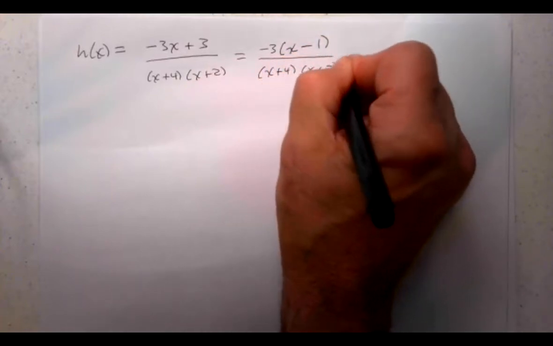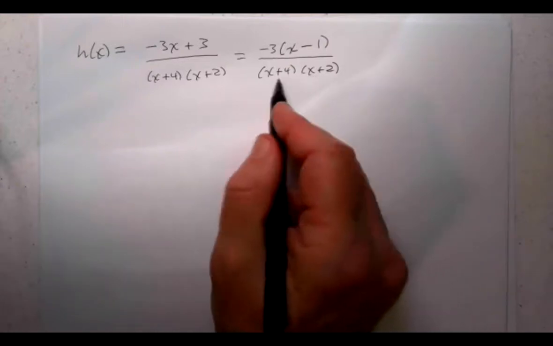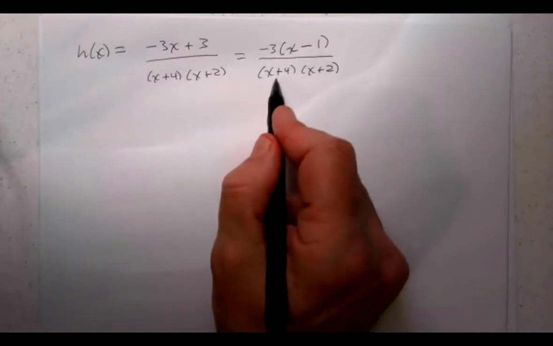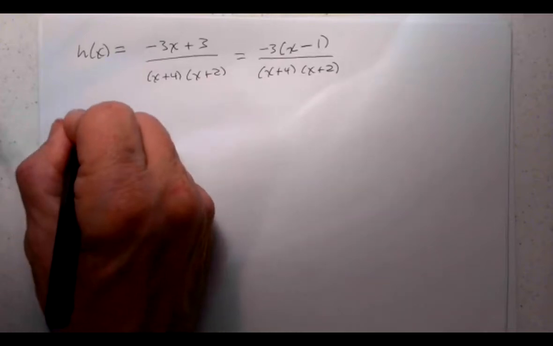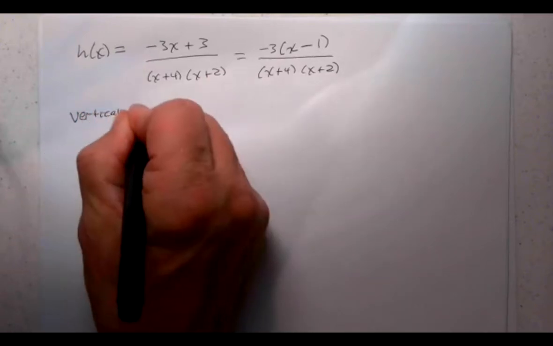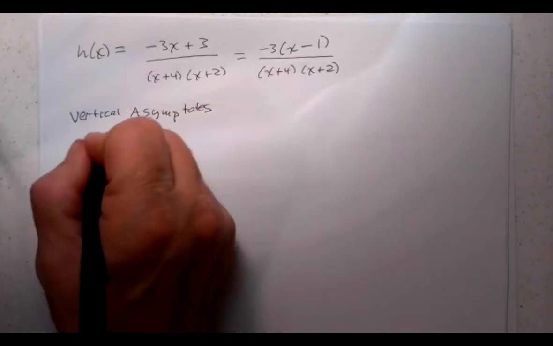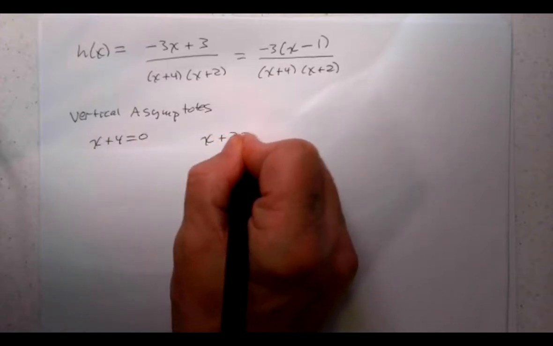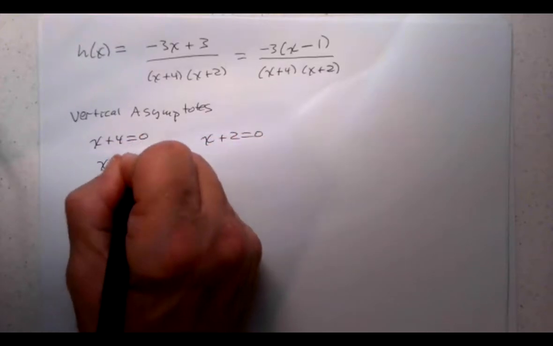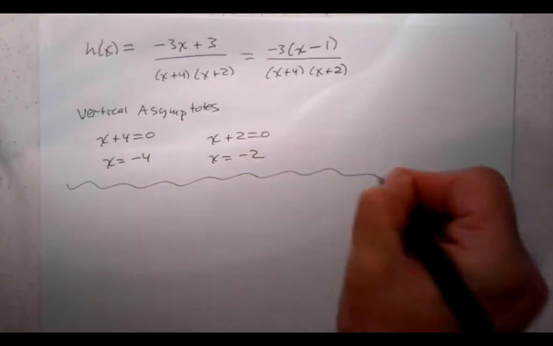And as we said on the previous page, if the bottom is 0, the function is not defined at those values. We had to remove them from the domain, but that will also help define our vertical asymptotes as long as they don't divide out. x plus 4 does not divide out, x plus 2 does not divide out. So to get my vertical asymptotes, what am I going to say? Well, when is x plus 4 equal to 0? When is x plus 2 equal to 0? So we get x equals negative 4. We get x equals negative 2. Those should be my vertical asymptotes.